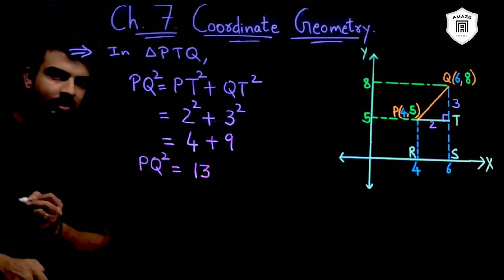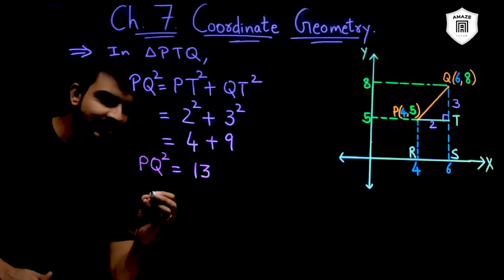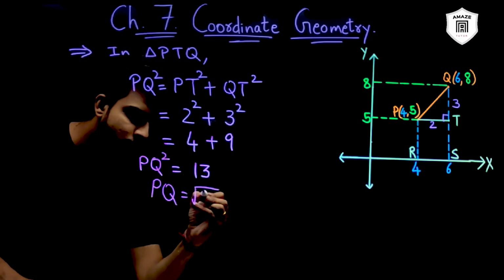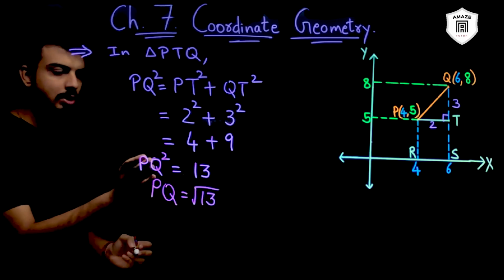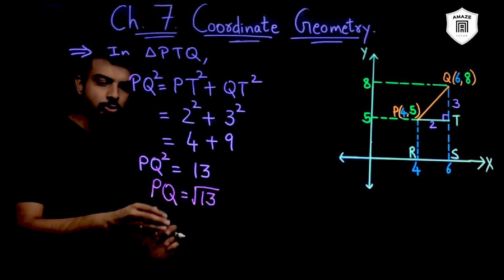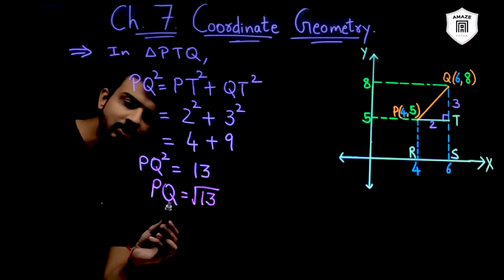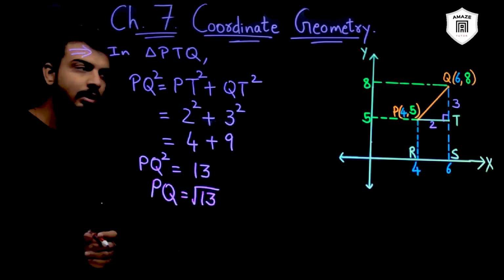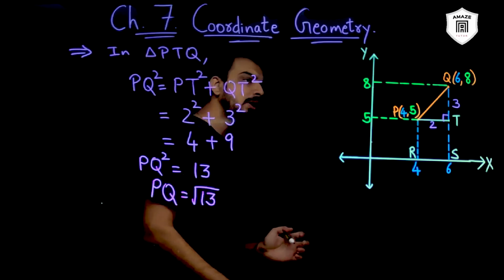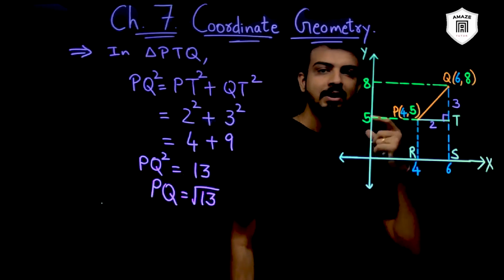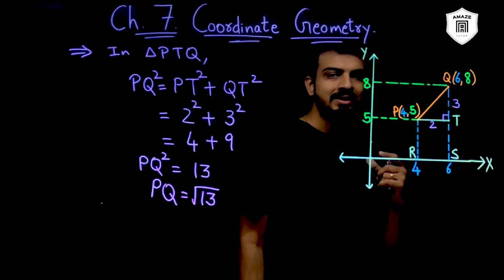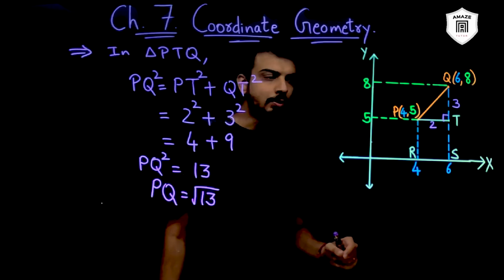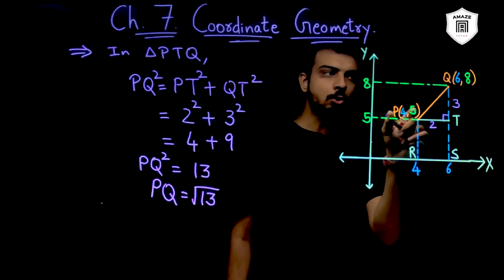PQ square. So now the square will go on that side and it will become a square root. PQ equals the square root of 13. If we take the square to the other side, it becomes a square root. We got the length of PQ, which we were figuring out. PQ equals root 13. So that's the answer.